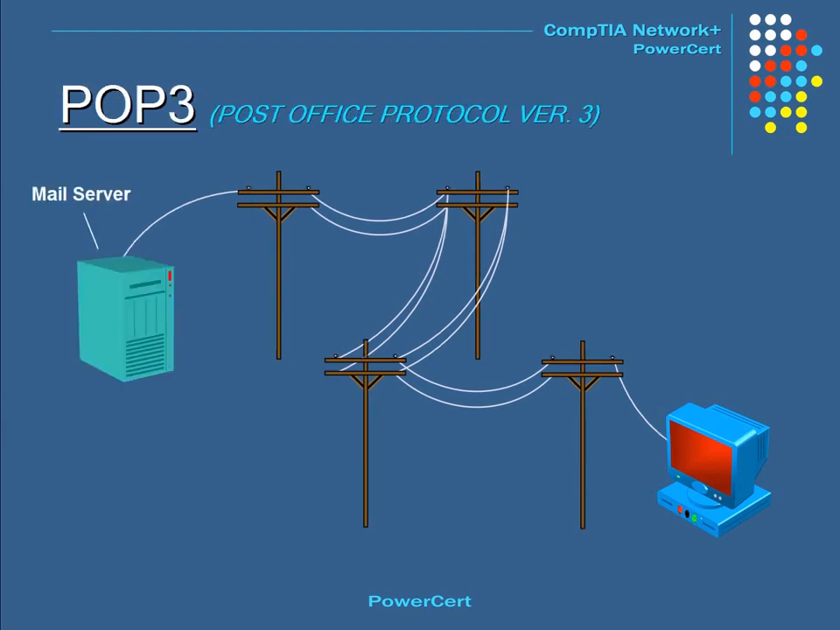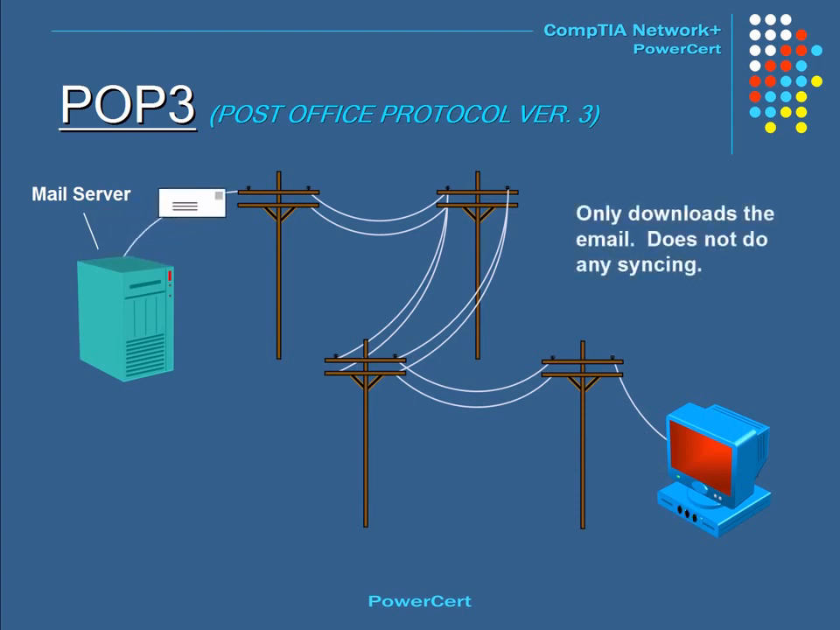Where SMTP is used for sending email, POP3 is the protocol that is used for receiving email. Whenever an email arrives at your mail server, you can retrieve it using the POP3 protocol and download it to your computer. The main characteristic about POP3 is that all it does is grab the email from the mail server and download the email to your computer. It does not sync any email or folders from the mail server and your computer like IMAP4 does, which we'll talk about next. It strictly downloads the email.